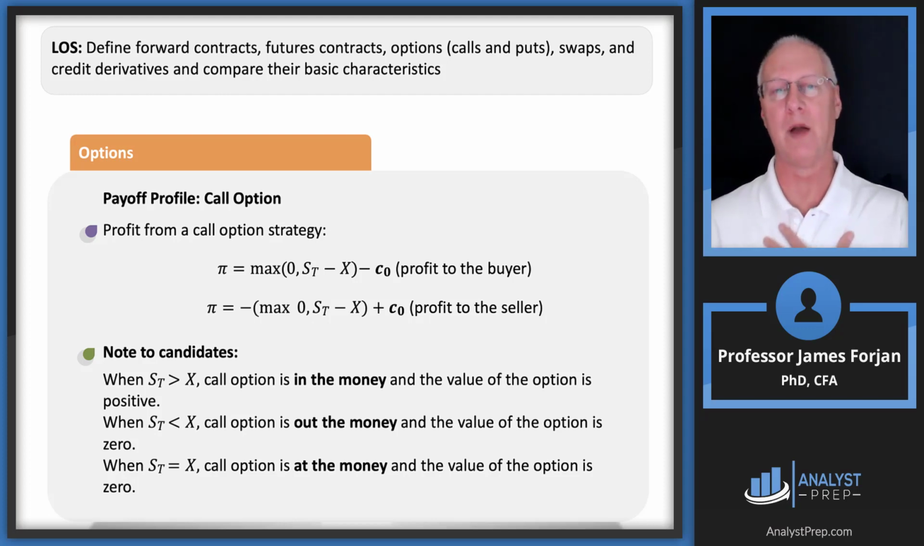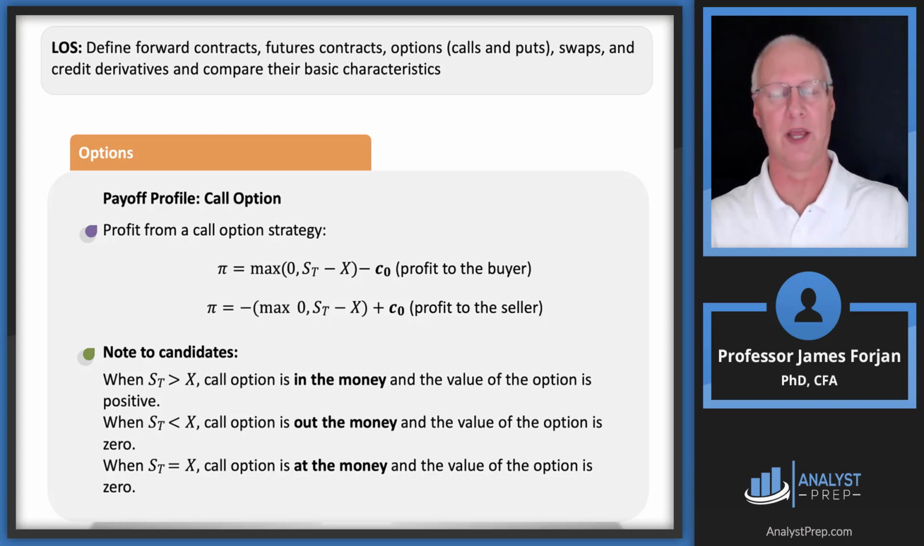I'm the writer of the option. So what are you betting on? You're betting that the price of this underlying stock goes up, right? So the profit from a call option strategy has to reflect that, right? So if the price goes up, you have the right to buy from me for 100. Let's suppose it goes up to 150.